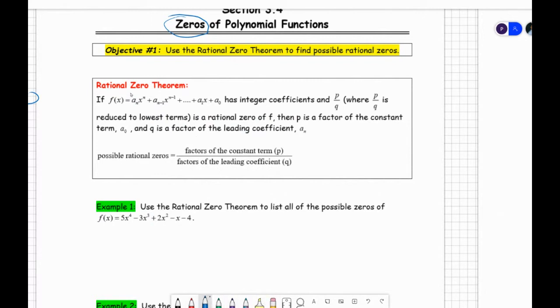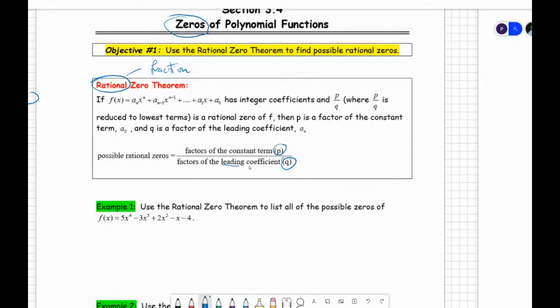So what is a rational number? A rational number is nothing more than a fraction. Okay, so all of these zeros here are just possible zeros. They're not actual zeros until we confirm that it is indeed a zero of the polynomial. So how do we do that? The p and q terms are what we're interested in. The p here are factors of the constant term, and the q here are factors of the leading coefficient.